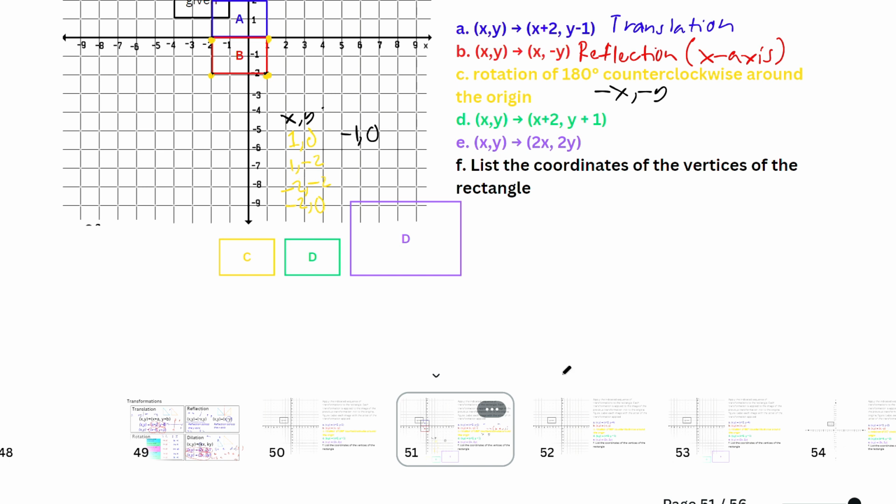And then we have here negative 1 comma negative 2. It will become the opposite sign: negative 1 comma positive 2. How about negative 2 comma negative 2? It will become 2 comma 2. And then the negative 2 comma 0 will become 2 comma 0. Again, there is no negative 0.